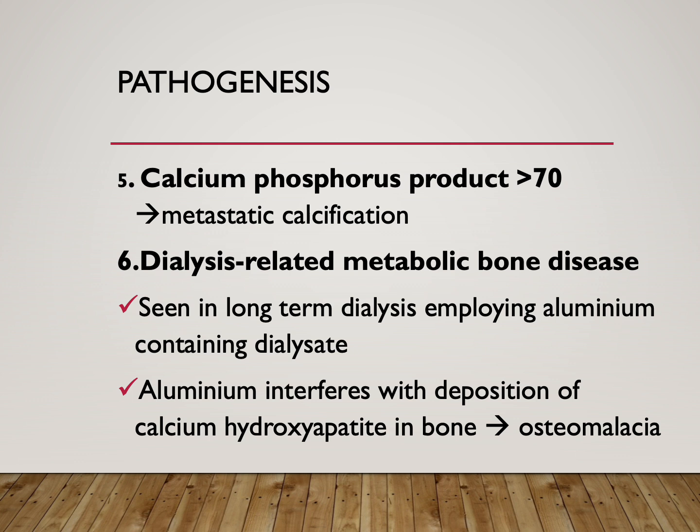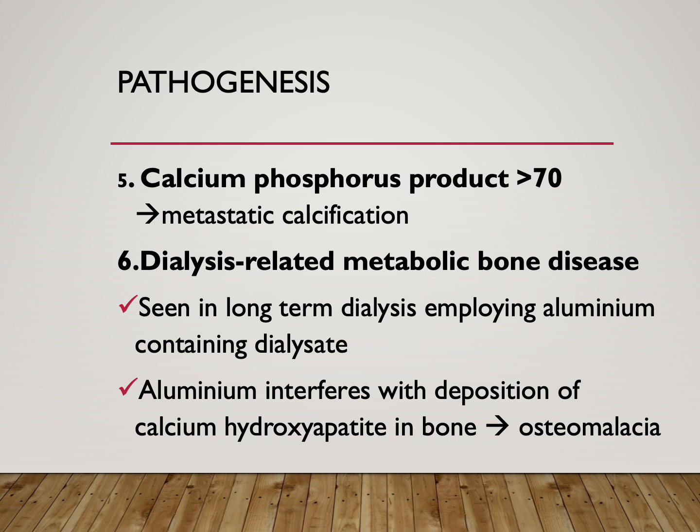Fifth one is calcium phosphorus product more than 70, leading to metastatic calcification. This calcium phosphorus product is calculated by multiplying the serum calcium and phosphorus. Normally, the calcium phosphorus product is less than 55 mg squared per dL squared. If it is more than 70, that will lead to metastatic calcification. As you all know, pathologic calcification is of two types: dystrophic calcification and metastatic calcification. Dystrophic calcification is calcification occurring in dead and degenerated tissues, while metastatic calcification is calcification occurring in living tissues. So that is the significance of calcium phosphorus product.